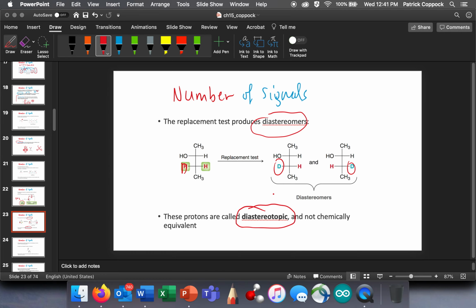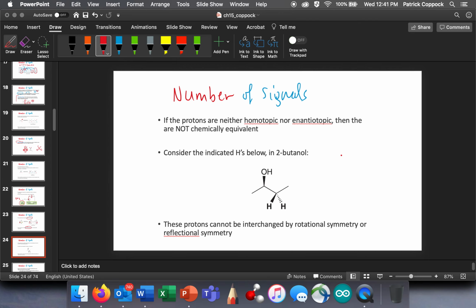Because we've used diastereomers before. The protons are called diastereotopic, and they are not chemically equivalent, and they will give you two separate signals, okay? Again, the signals may be right on top of each other, so you don't absolutely know for sure. If the protons are neither homotopic or enantiotopic, they're not chemically equivalent, which we already said. We consider this here below.